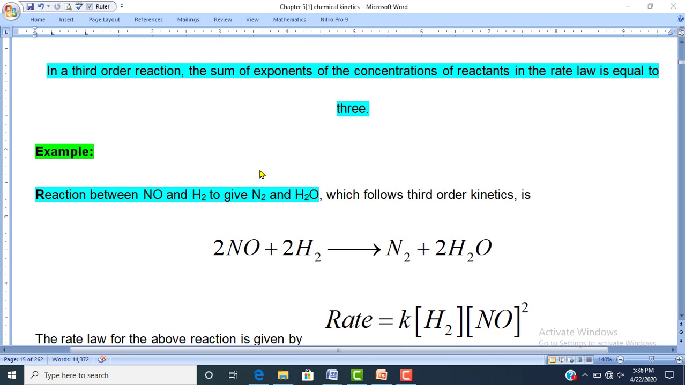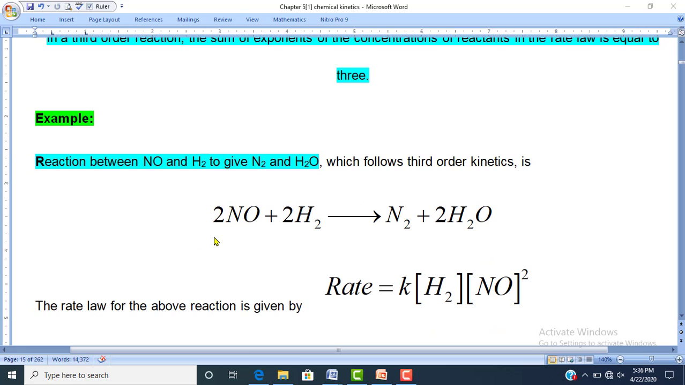There are so many examples, but the most important example of third order reaction is the reaction between nitric oxide and hydrogen to produce nitrogen and water. Dear students, if you see this reaction, according to stoichiometry, 2 moles of nitric oxide react with 2 moles of hydrogen, then 1 mole of nitrogen gas and 2 moles of water are produced. Apparently, it looks that the order of reaction should be equal to 4, 2 plus 2 equal to 4.